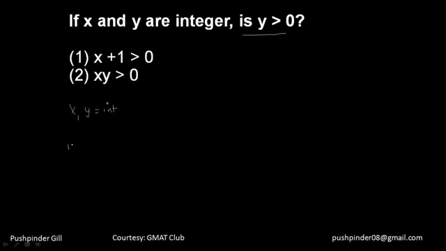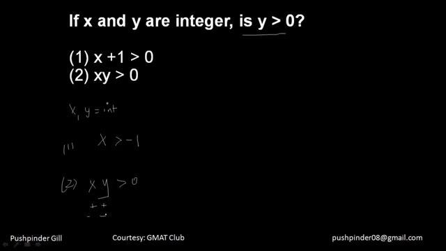Statement number 1 tells me that x over here is greater than negative 1. Fine by me. It can be greater than negative 1. I don't know anything about y. Statement number 2 is telling me that x into y is greater than 0. Now what did we discuss about x into y being greater than 0? We discussed that either both are positive or both are negative. So from here again, I'm not sure whether y is greater than 0 or not.